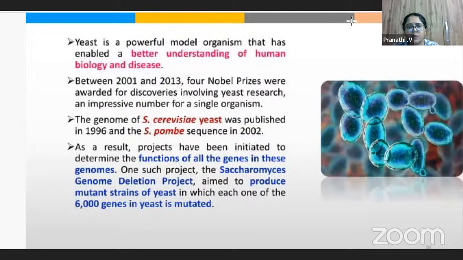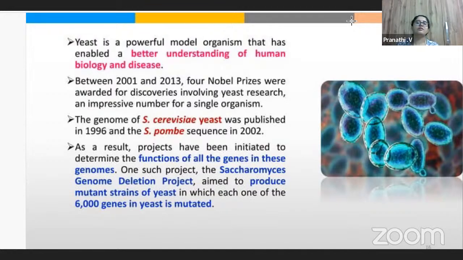And it is quite good as a role model for understanding human diseases and human biology. So almost 4 Nobel Prizes just involving yeast were awarded to different researchers because of the kind of research that was done wherein yeast was involved. And the genome of Saccharomyces cerevisiae was published in 1996, and Bombay in 2002. And you have a yeast genome project, in fact.